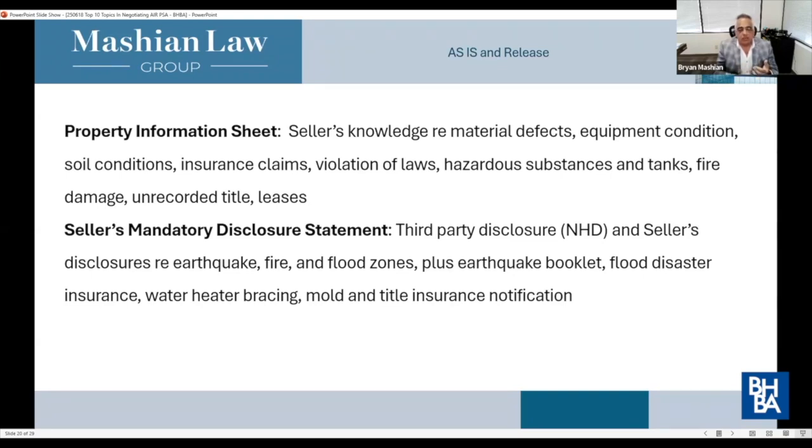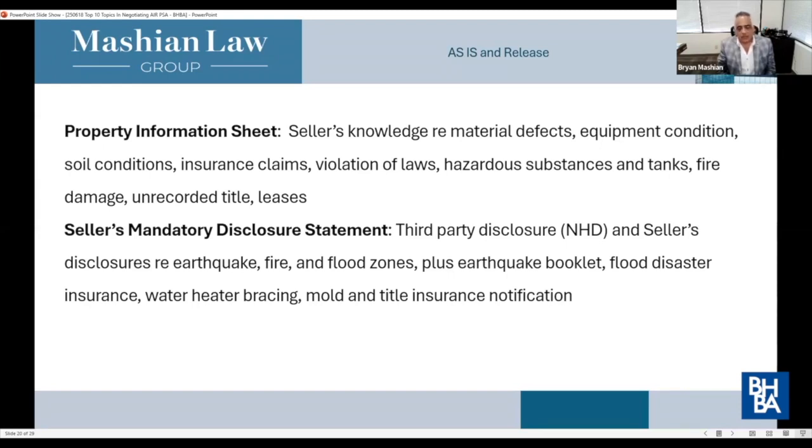And it covers the equipment, the condition of equipment, soil problems, insurance claims, violations of any laws, any hazardous substance contamination, or any storage tanks that were on the property, any fire damage, any unrecorded title exceptions, and the leases. So this is the property information sheet. The second item that's required by our contract to be provided by a seller to a buyer is what's called the seller's mandatory disclosure statement.